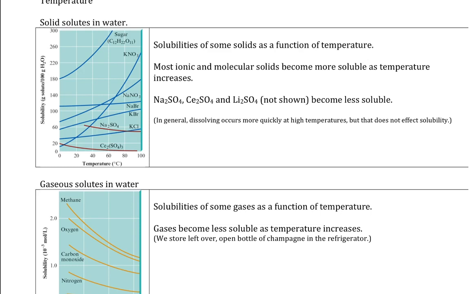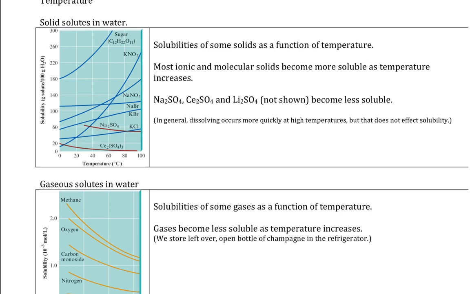We'll first look at solid solutes dissolved in water, and we see a graph of solubility versus temperature. For sugar, we see that it increases as temperature goes up. The same is true for potassium nitrate and sodium nitrate and sodium bromide and potassium bromide and potassium chloride, the blue graphs. But notice that for sodium sulfate and cerium sulfate, the red lines, their values go down a little bit as temperature goes up.